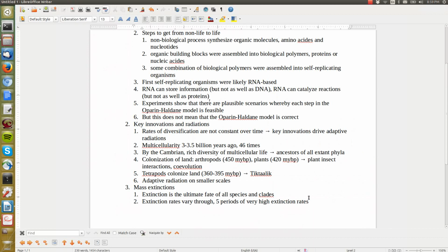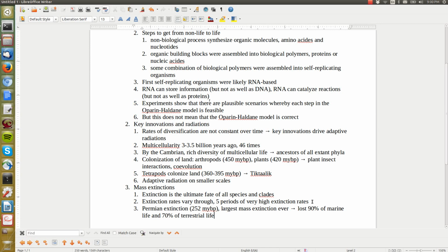So the first one I want to talk about is the Permian extinction. This occurred about 252 million years before the present. It is the largest mass extinction ever. During this mass extinction, we lost 90% of marine life and 70% of terrestrial life. So this was a big deal.